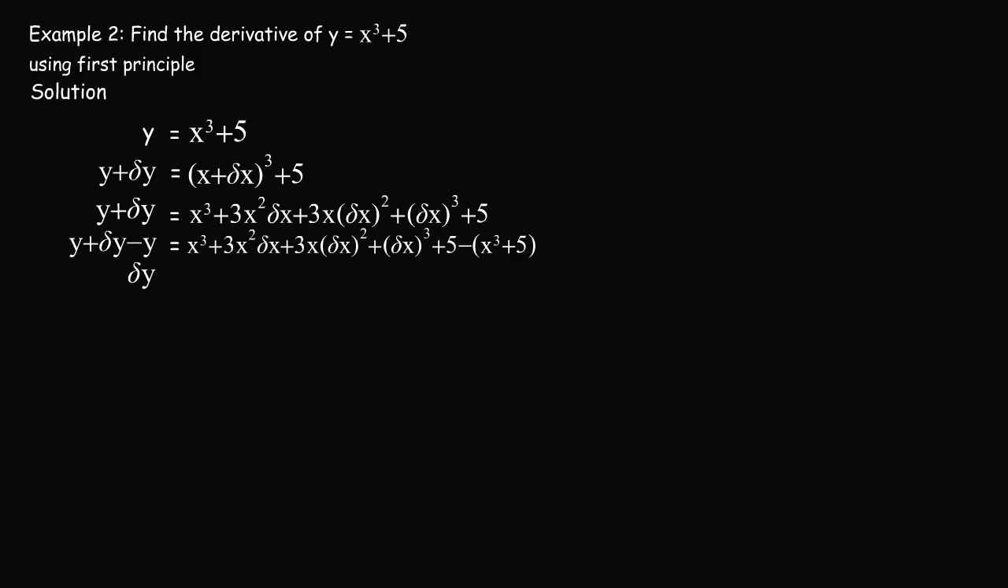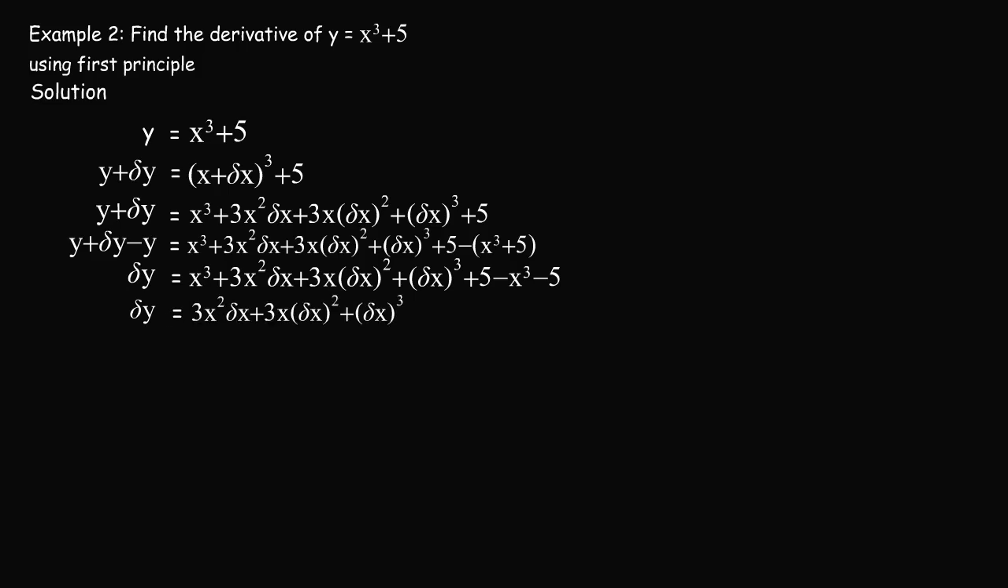So delta y will equal s cubed plus 3s squared delta s plus 3s delta s squared plus delta s cubed minus s cubed minus 5. Our right hand side will simplify further to 3s squared delta s plus 3s delta s squared plus delta s cube, because s cube and minus s cube, 5 and minus 5 are going to cancel. So we are left with delta y equals 3s squared delta s plus 3s delta s squared plus delta s cube. At this point, we divide through by delta s to get delta y over delta s.